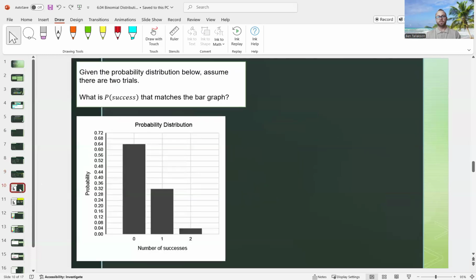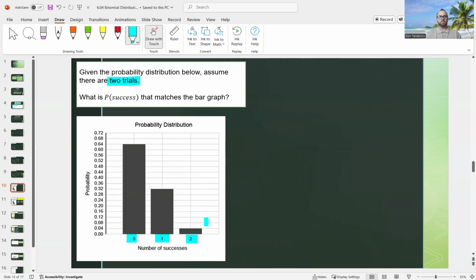Okay. What about a bar graph? Sometimes known as a histogram. Given the probability distribution below, assume there are 2 trials. Look at the table. We have probabilities here, number of successes. So this is 0 successes, 1 and 2. Okay, because there are 2 trials.